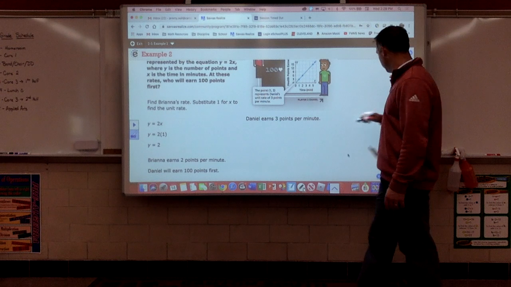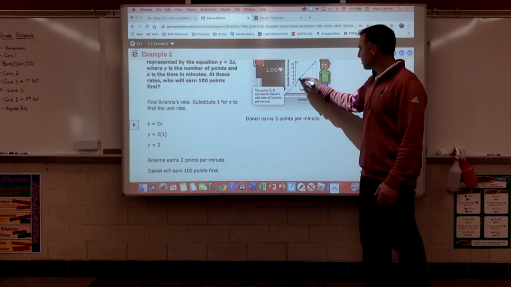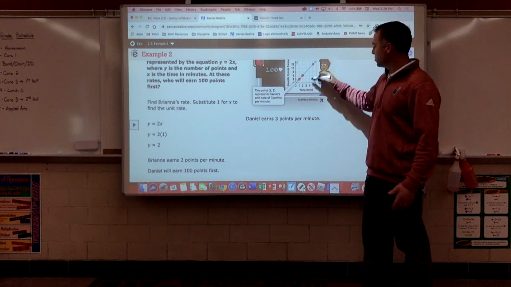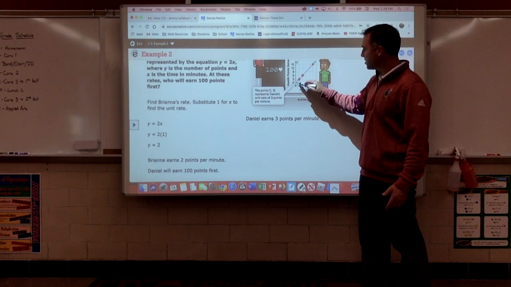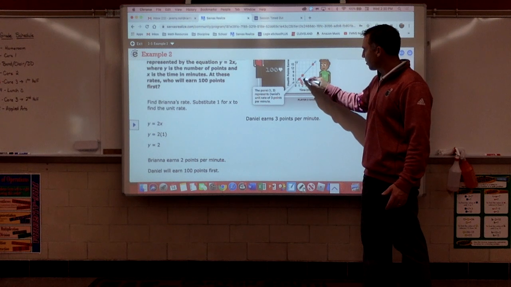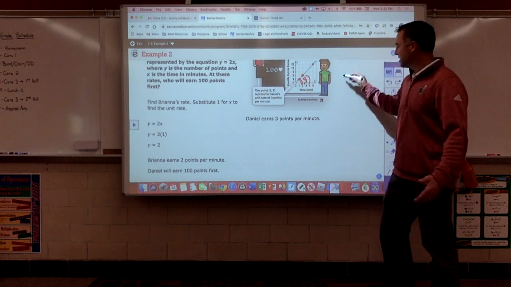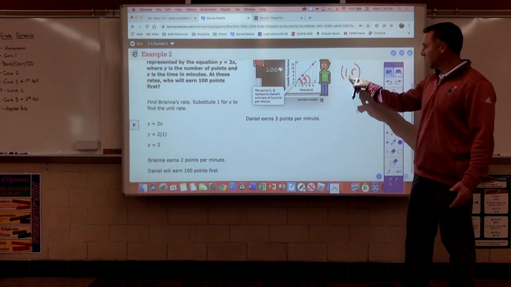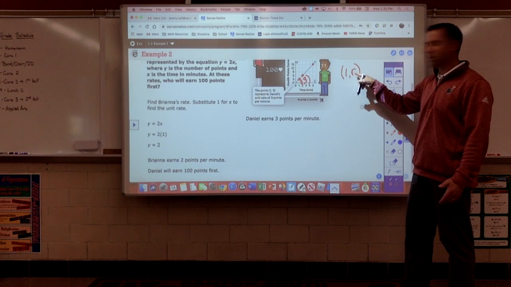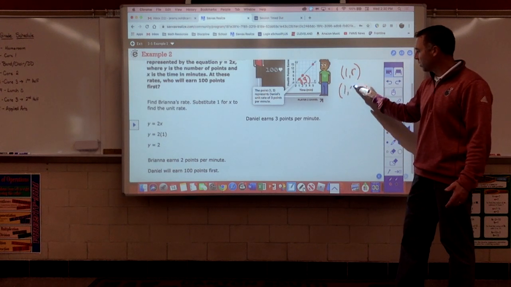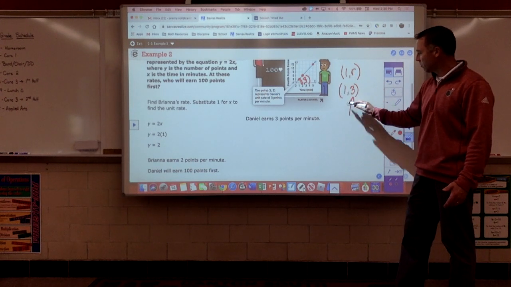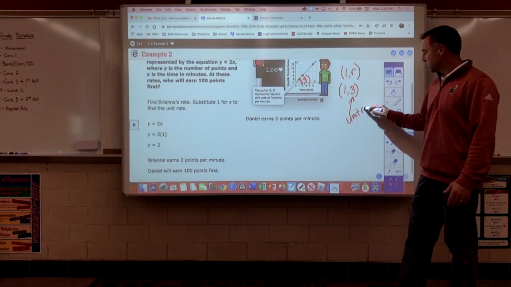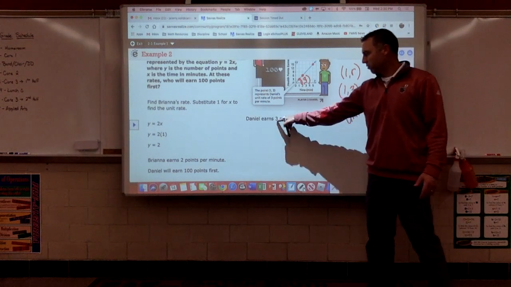Daniel, if we look at the graph, we can choose any point on that line. They're showing 3 of them. We'll use this first point, which is the point (1, 3). Now, in 7th grade, you learned about a special point called (1, r). This is your unit rate. So if we have an ordered pair (1, 3), that is your unit rate. So, Daniel is earning 3 points per minute.